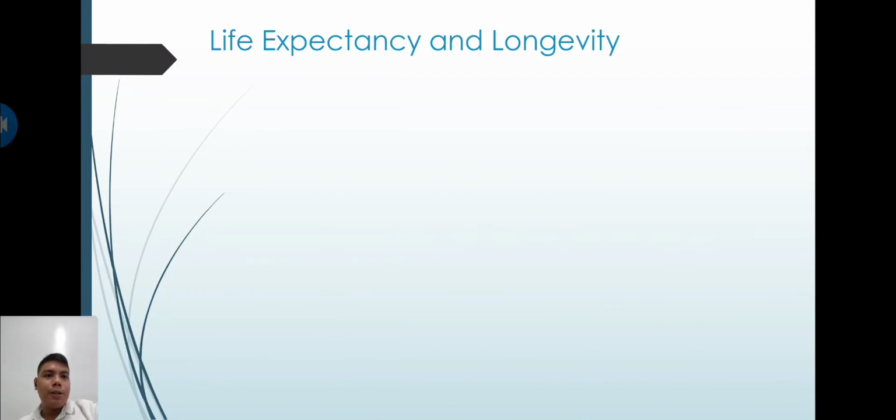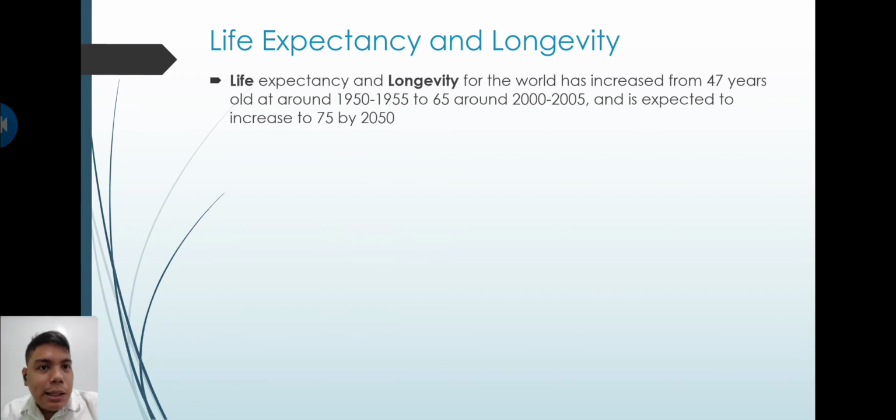Next, let's talk about life expectancy and longevity. Life expectancy and longevity around the world has increased from 47 years old to around 65. So that was in 1950 to 55. You could live an average of 47 years. Now in 2000 to 2005, you can expect to live 65 years. And now by 2050, it is expected to increase to 75 years.